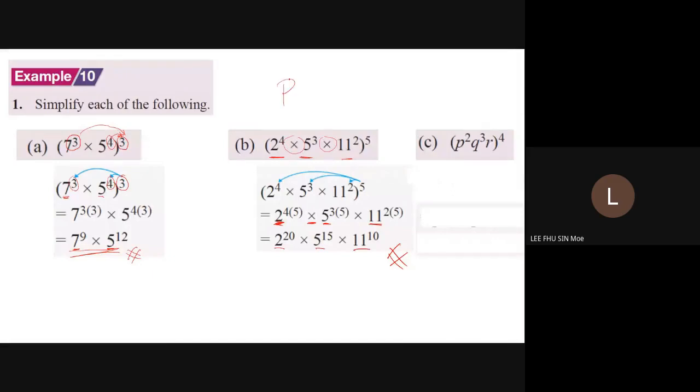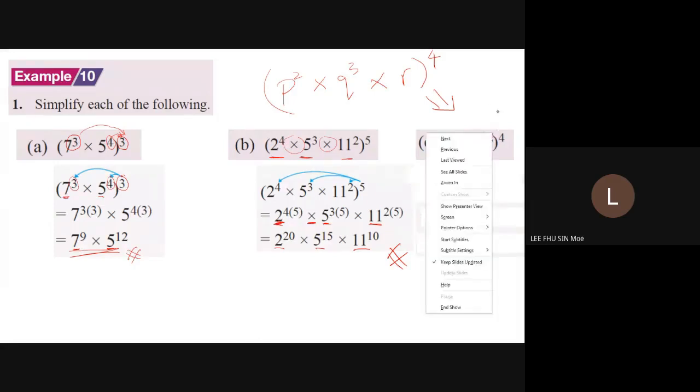P2 times Q3 times R power 4. Actually, it's the same thing. Even though they didn't put the multiply sign, it is multiply because there is nothing here. Nothing means multiply. So the different thing here is the letter R. You see here the letter R, there is no number here, right? If no number, meaning that this base is index one.